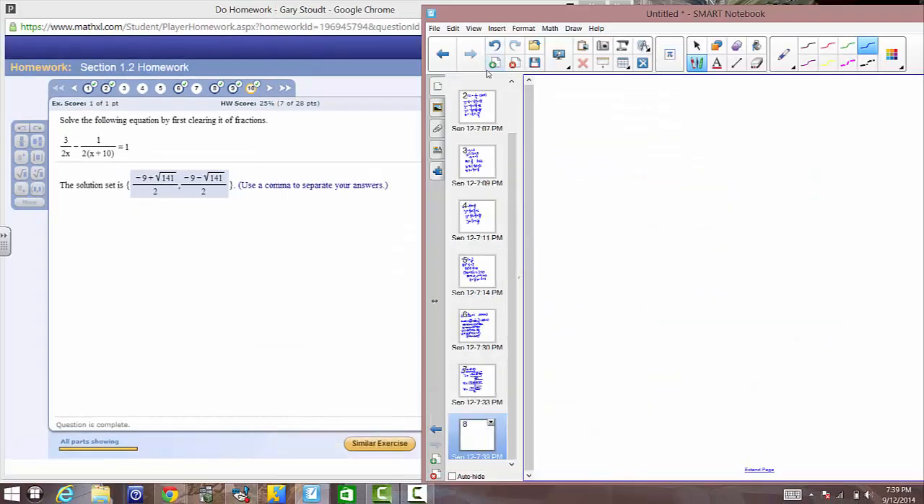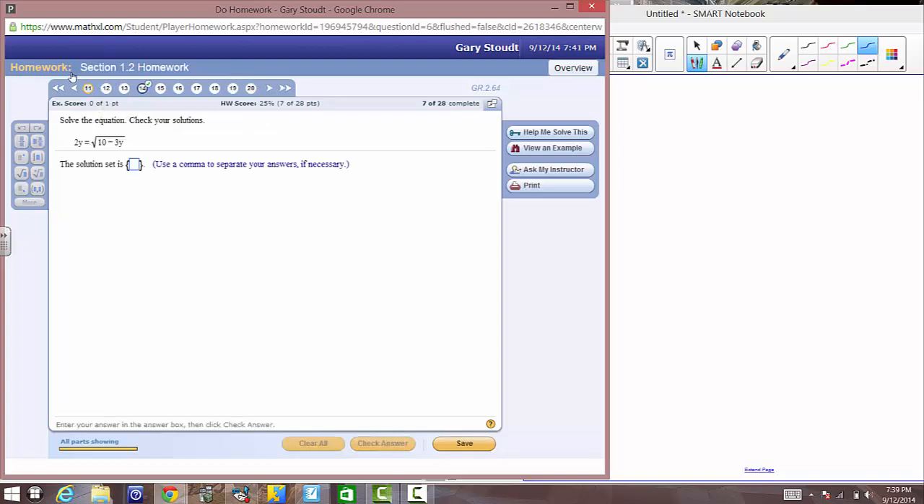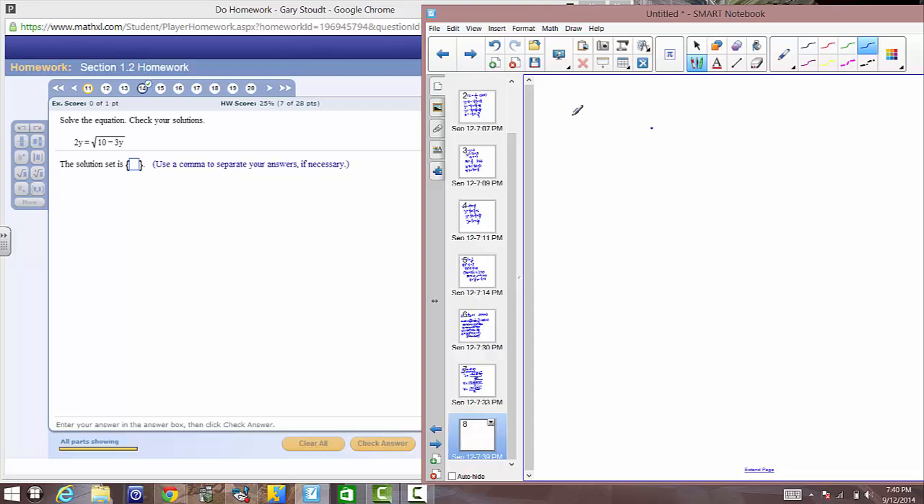All right, let's look at the next problem. That gave some people trouble. And that was problem 11. So let's take a look. So in problem 11, again, we have another equation to solve. This time it is not getting a common denominator, but using square roots. So let's see what we have here. We would like to solve 2y is equal to the square root of 10 minus 3y.